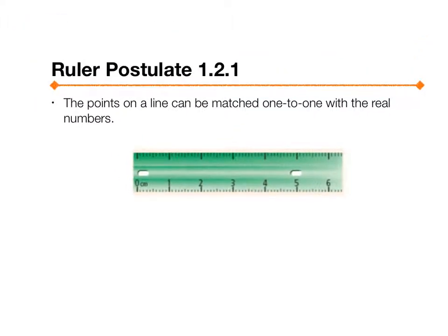The ruler postulate. Points on a number line can be matched 1-to-1 with real numbers. On a number line, every point can be paired with a number. Every number can be paired with a point. That's what it means to be 1-to-1. So if I have a point here on 3, this is the only point that can be on 3 without it being the same point. Okay? So this point here, let's name it point A. That corresponds to the number 3.